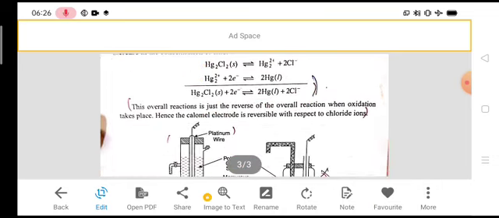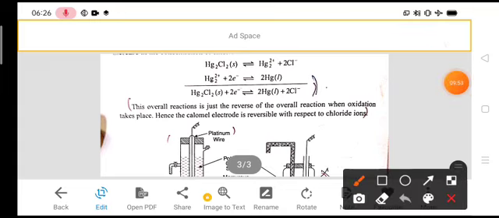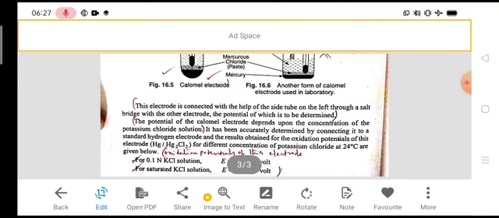So this reaction is just the reverse of the overall reaction when oxidation takes place. So the oxidation and reduction processes in the calomel electrode, if we observe the reactions, both are reversible reactions with each other. So hence the calomel electrode is reversible with respect to chloride ions.